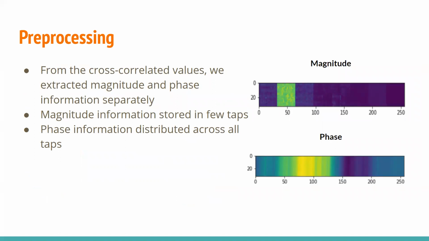So first, we obtain from the cross-correlated values of the sensor readings the magnitude and phase information separately. Next, we convert it into an image-like format of size 256 by 32 as shown in the slide. This aids in better visualization. Now we can see the peculiarities of each type of data. For example, the magnitude information is stored in few taps, whereas the phase information seems distributed across all taps.